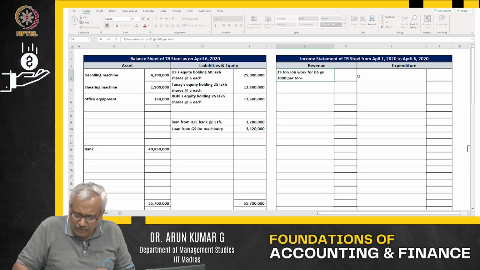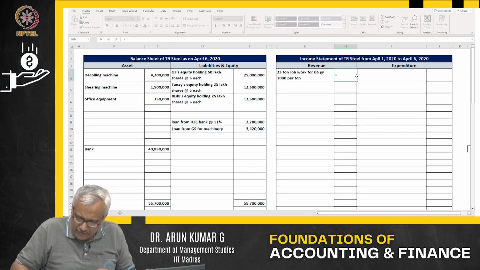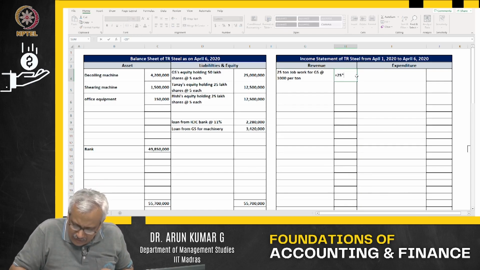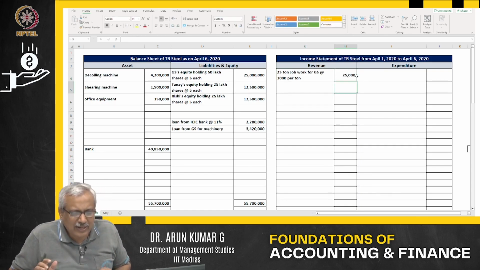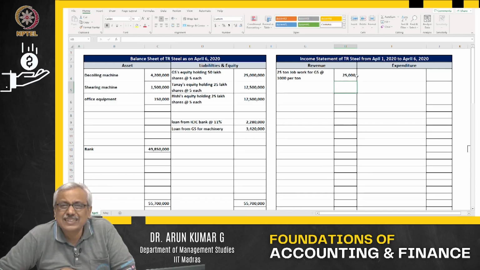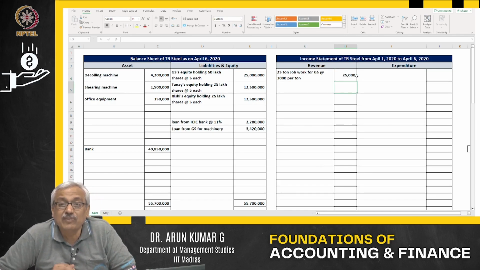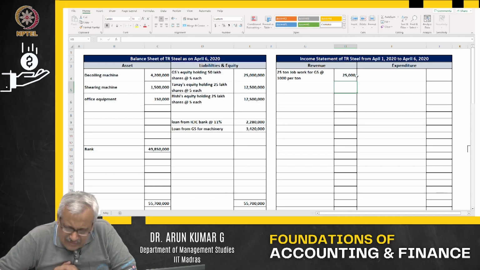So what is the value? Value is 25 ton into 1,000, and this is 25,000 rupees, which is the revenue that you have earned. Sir, I have not received it. Yes, you have not received it.